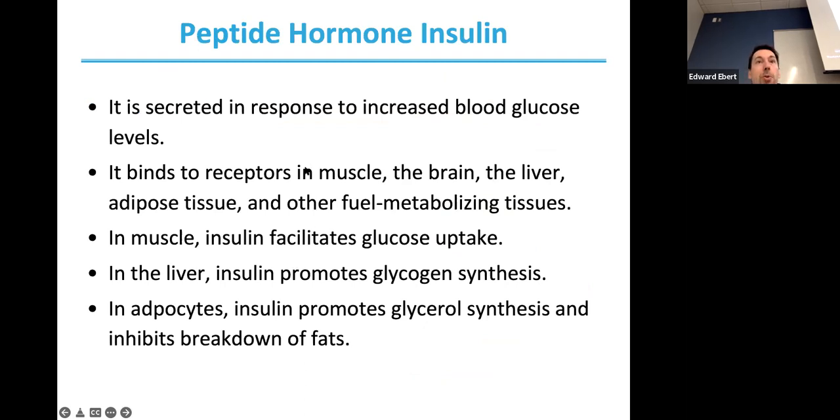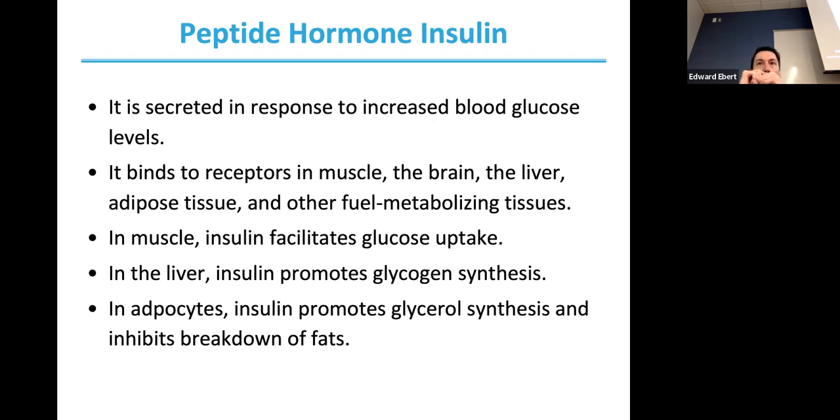So insulin is secreted in response to blood glucose levels. Eat a meal, start producing glucose in the bloodstream, and insulin is going to be released and say, hey, here comes the glucose, let's do stuff with it. So it'll bind to receptors in the muscle, the brain, the liver, the adipose, and basically any organ that metabolizes fuel.